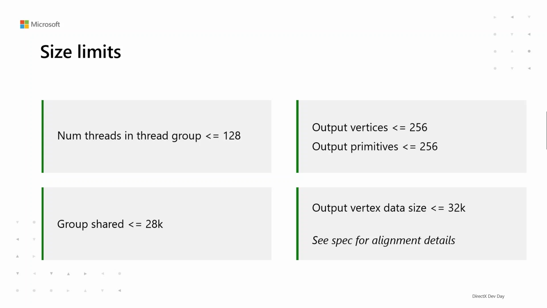I can have a maximum of 128 threads in a mesh shader thread group. I can write a maximum of 256 vertices and 256 primitives. And the total output vertex data size, more or less, again, I'm going to skip some details here. There are some alignment rules that you can find in the full spec, but these rarely apply. So it's safe to think that your output total size has to fit in 32 kilobytes. And that covers all of the positions, the indices, any texture coordinates, colors, normals, other things that you want to output from this shader.